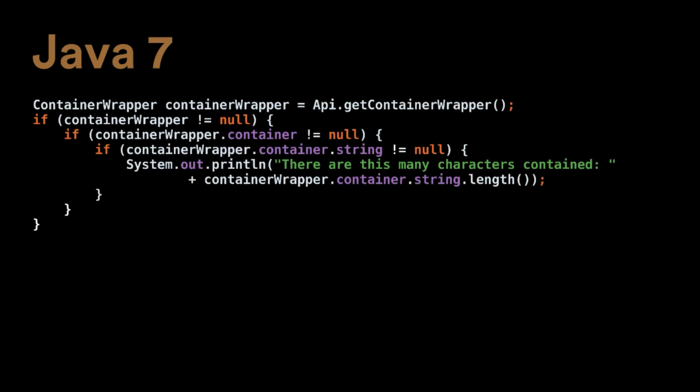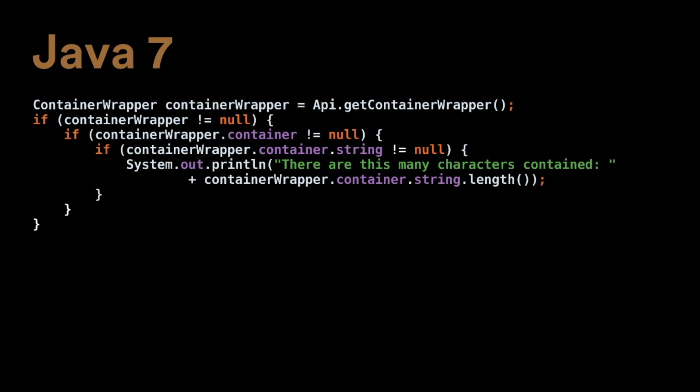So if we were to take whatever string was inside that container wrapper and do something with it, we first want to check, is that container wrapper that I'm getting back from my API null? Okay, it's not. Cool. Let's check out the container. Is that null? It's not? All right. Let's check out the container.string. Is that null? If it's not, let me go in and say system out print line. There are this many characters contained within. And then you do that dereferencing, you get to length, and it should be safe.